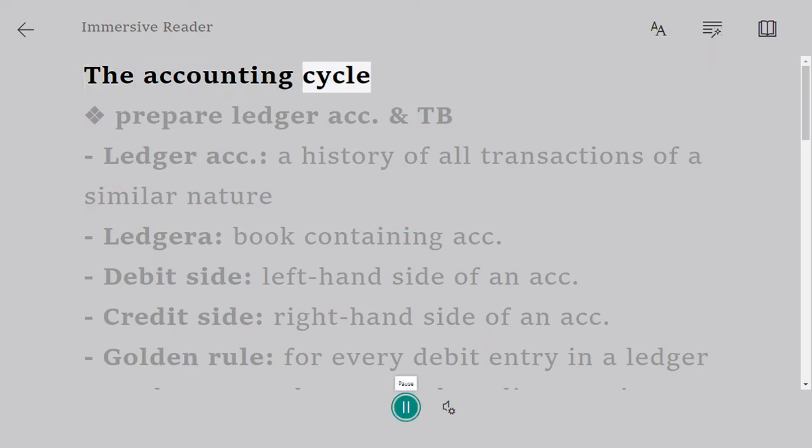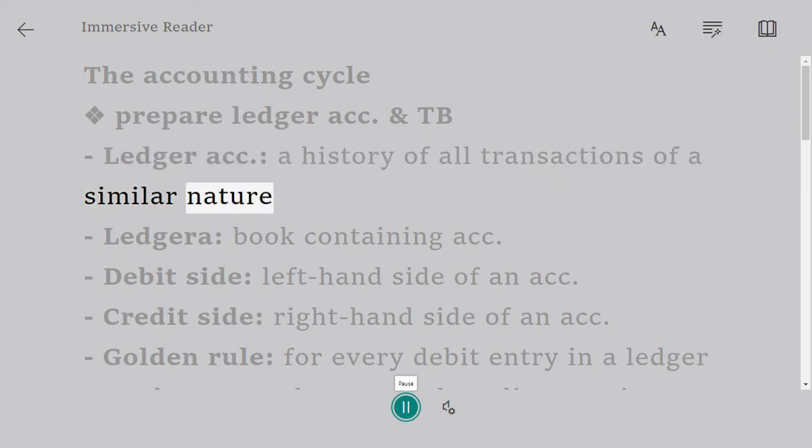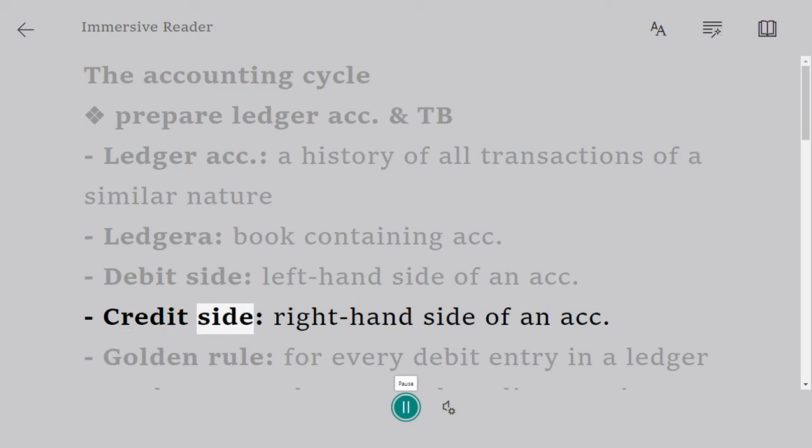The accounting cycle. Prepare ledger accounts. Ledger account: a history of all transactions of a similar nature. Ledger: a book containing accounts. Debit side: the left-hand side of an account. Credit side: the right-hand side of an account.